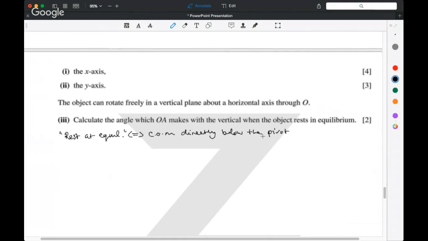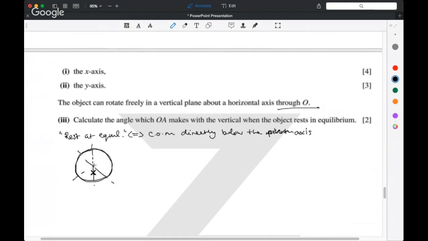So it's hanging from the axis, let's say. So our axis is through O. So what our thing will look like is going to be the center of mass sort of hanging below O. So here's O, and here's our center of mass. It's hard, you just basically got to rotate it in your head.